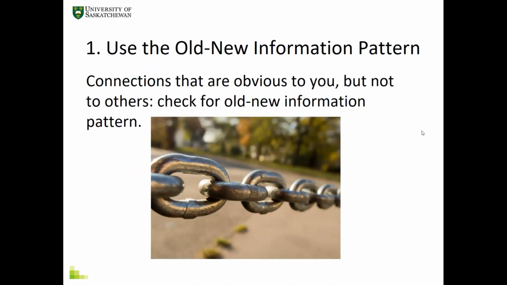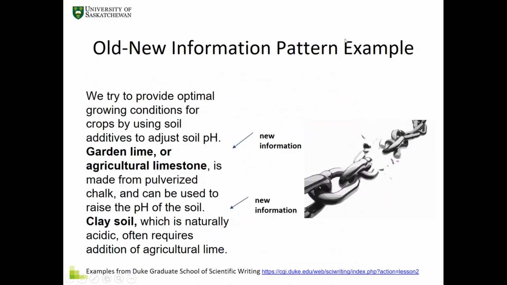So the old new information pattern is a way to make connections between sentences and paragraphs, connections that may seem obvious to you but aren't crystal clear to others. It just is a nice way to help them follow along smoothly. If you think about it like links in a chain, that might be helpful. So here's an example where it's not working.